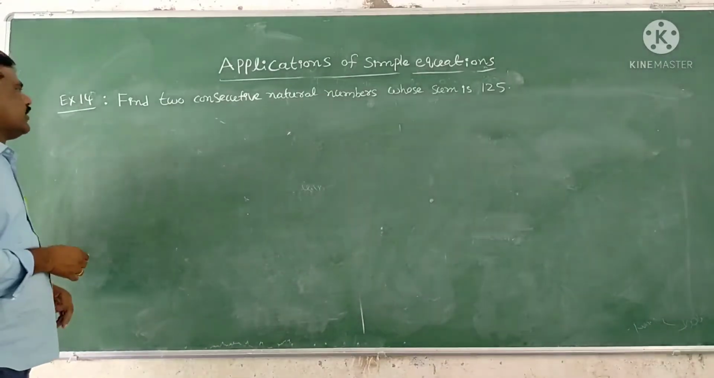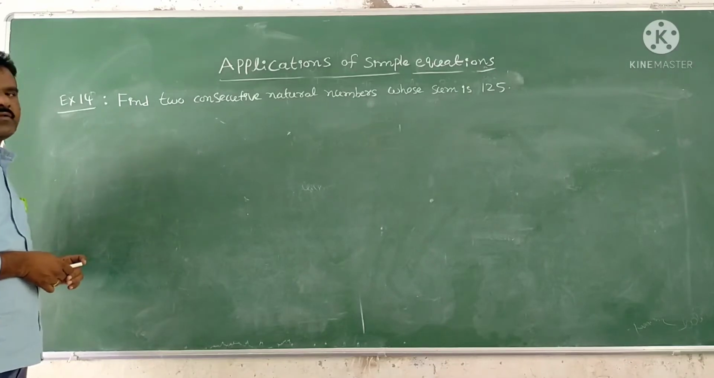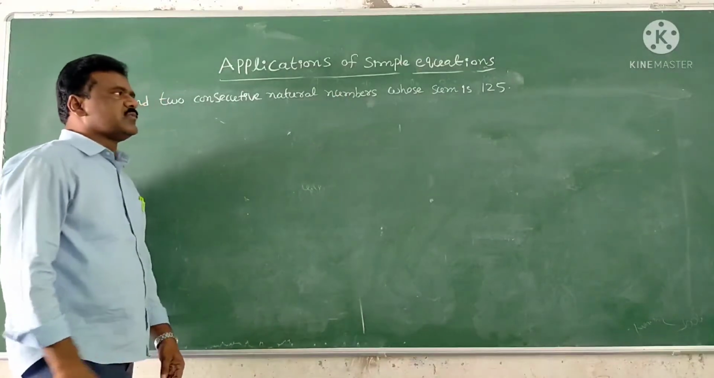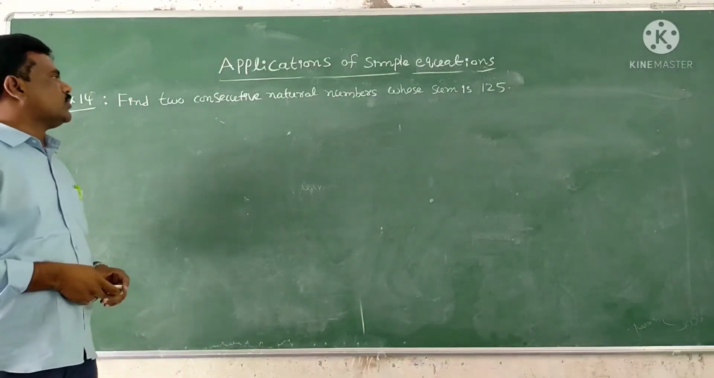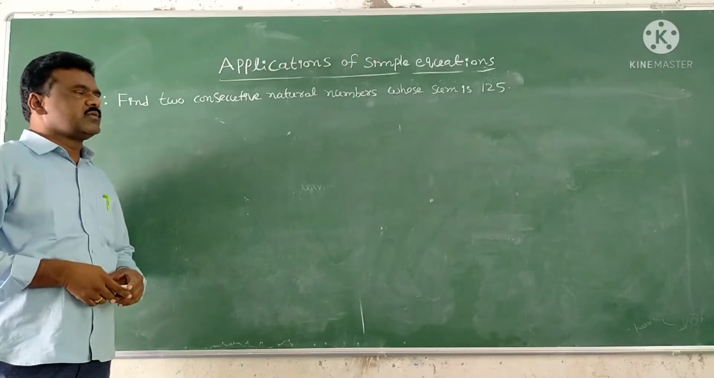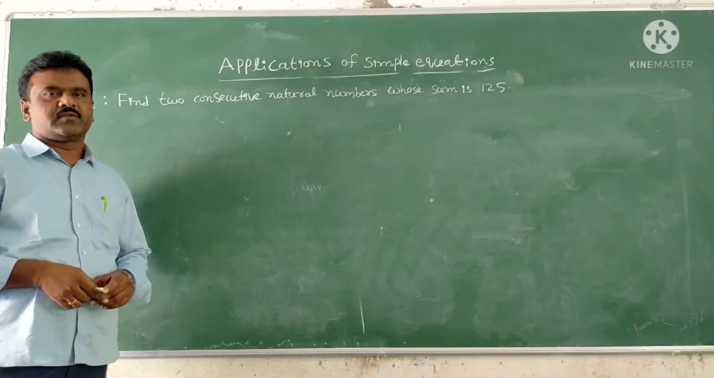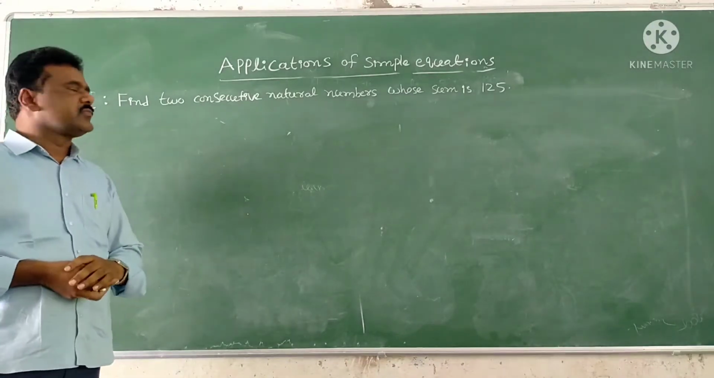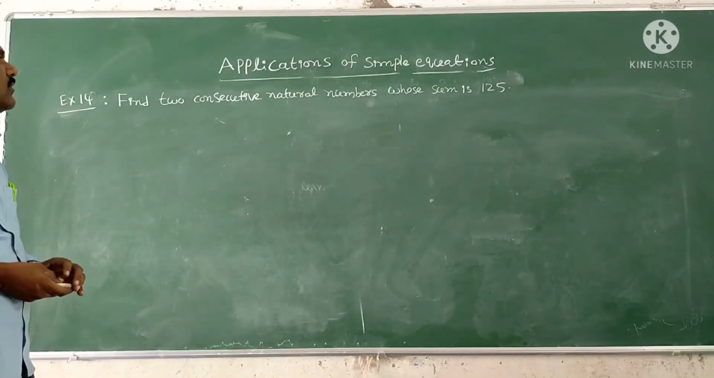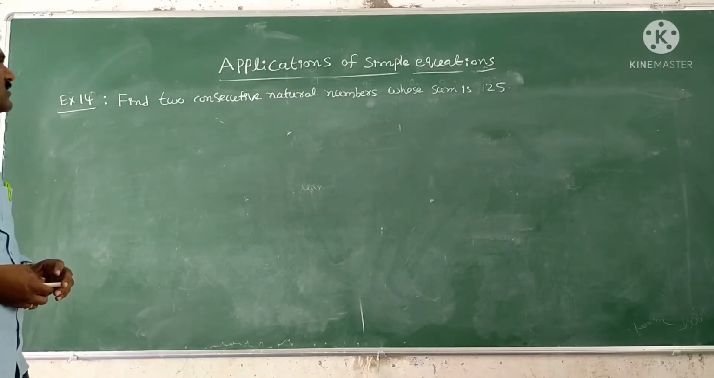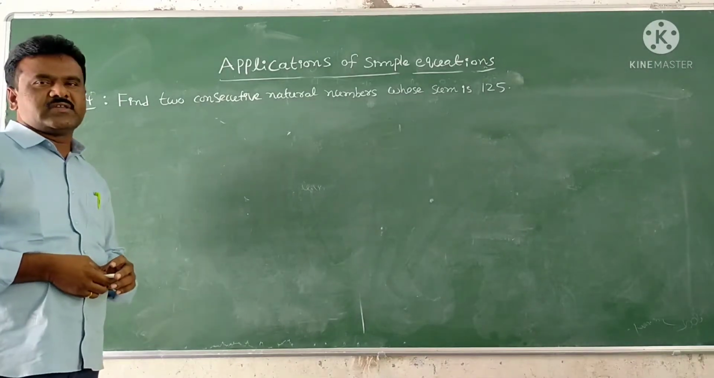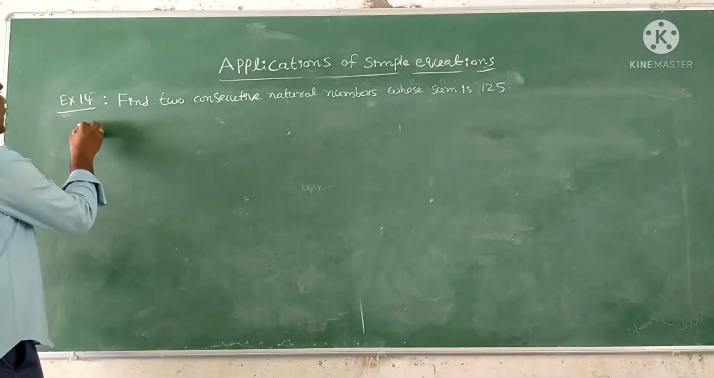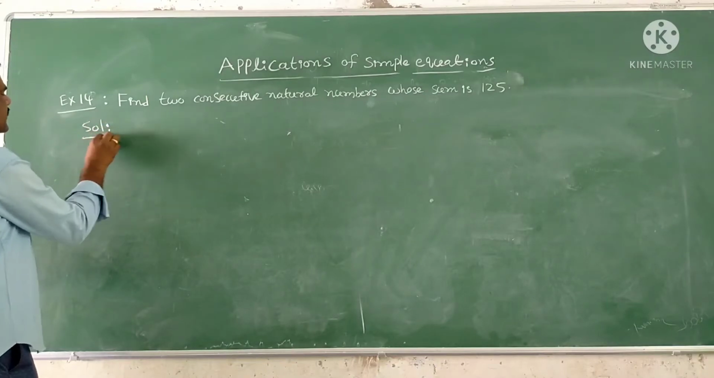Children, now we are going to example 14. Find two consecutive natural numbers whose sum is 125. This is a problem related to real life. What is the first step? First step is to find what is given and what is required.